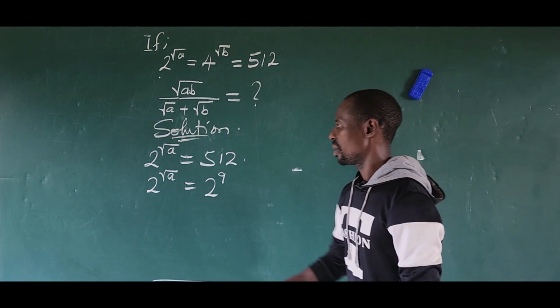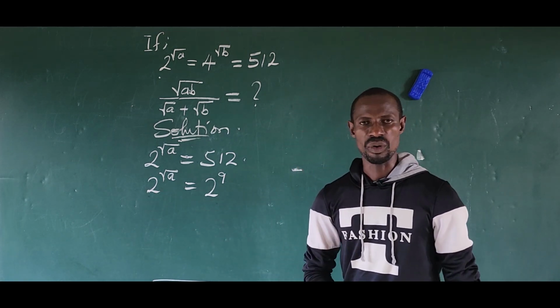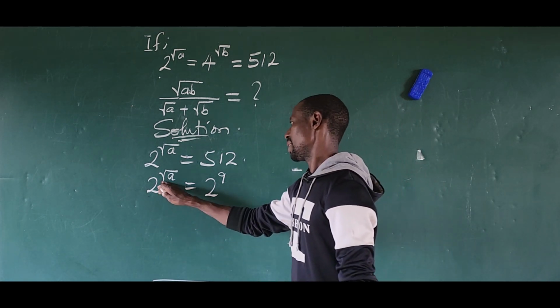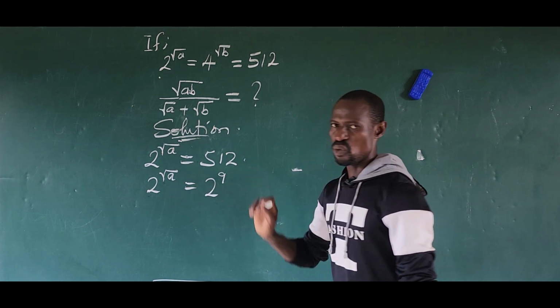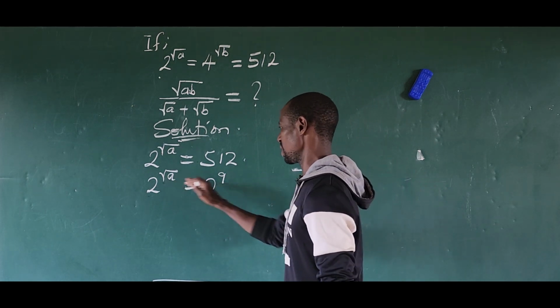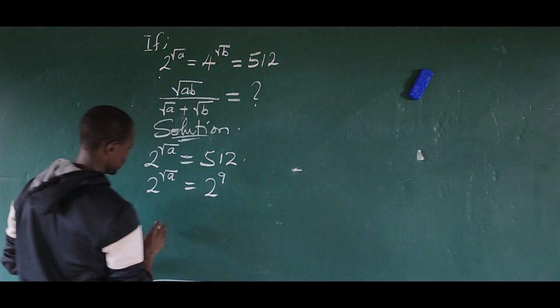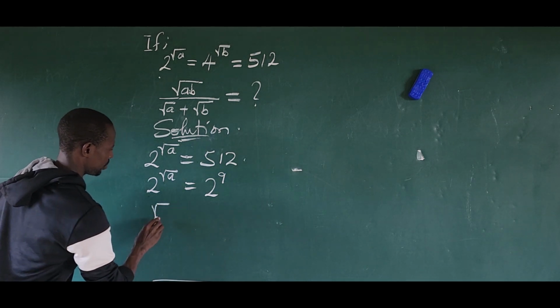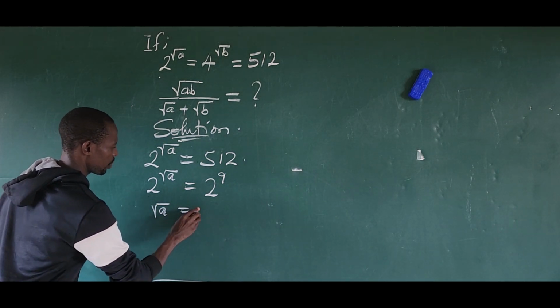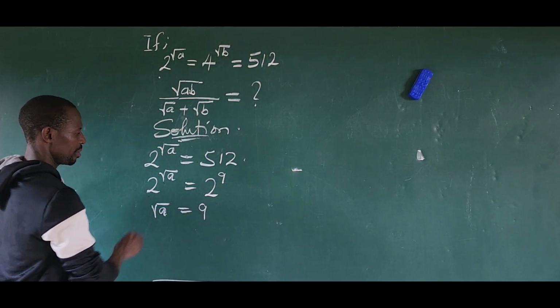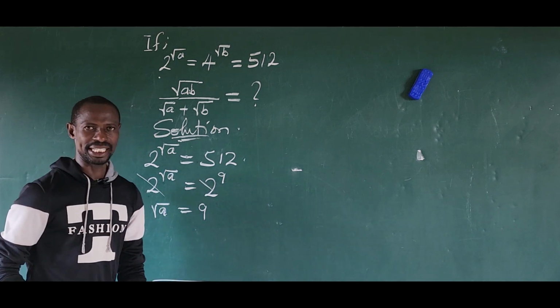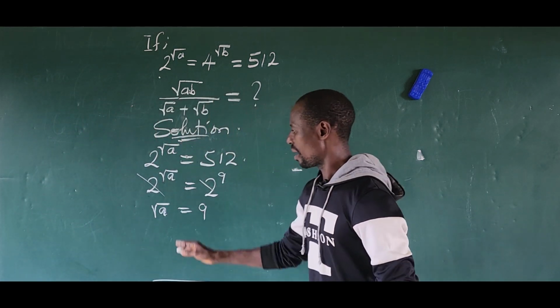Now look at this. The bases are the same. So what happens? It means the exponents can be equated. In other words, we can equate this to this. So this is going to give us root A is equal to 9. Okay? Why? Because the bases are out of the system. Good. Now we have this.